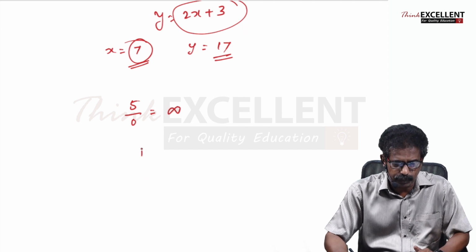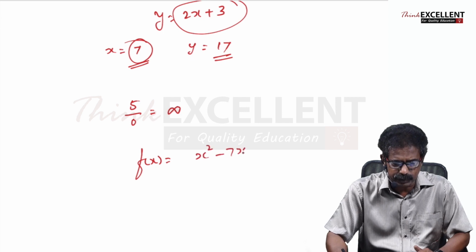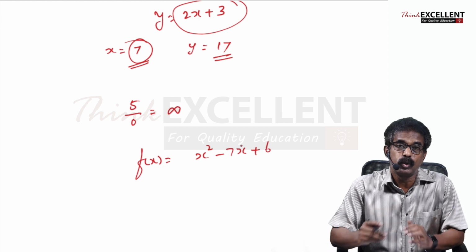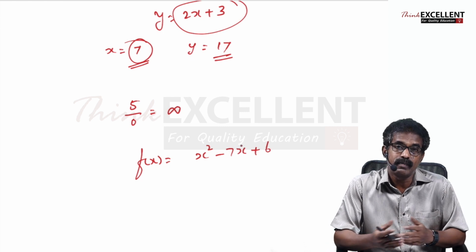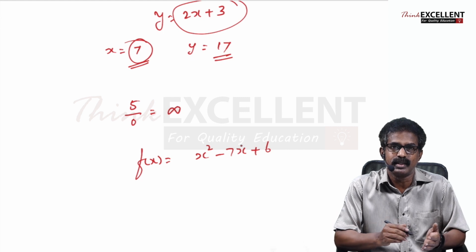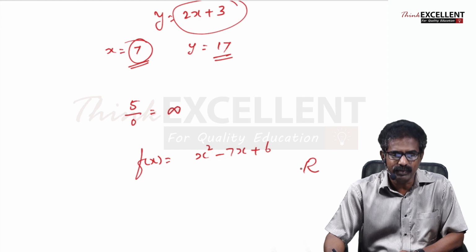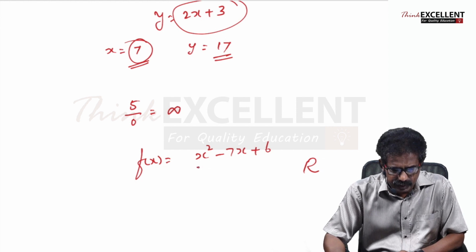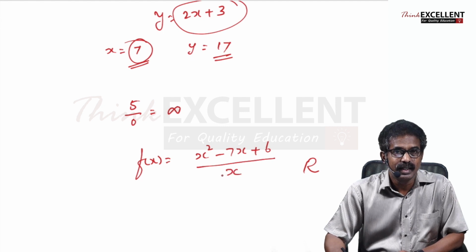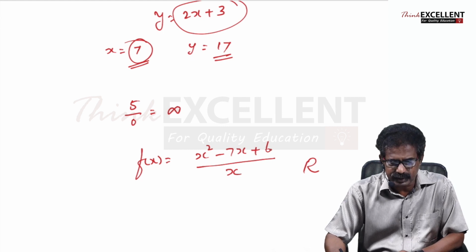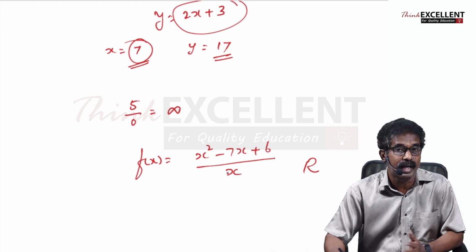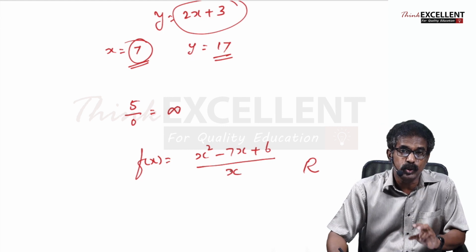For example, suppose you have a function f of x equal to x square minus 7x plus 6, something like this. What is the domain if they ask? What values can you give? You can give any value, so you say the domain is R, the set of real numbers, okay? But suppose I put some x in the denominator, then when I put x equal to 0, the denominator becomes 0. The numerator is 6 and the denominator becomes 0. Something by 0 does not exist, okay? So that value should be excluded.